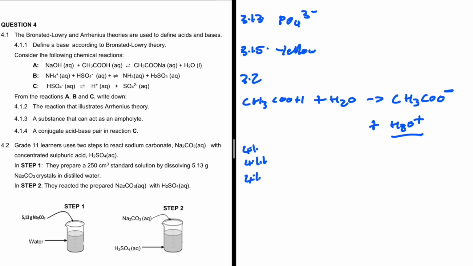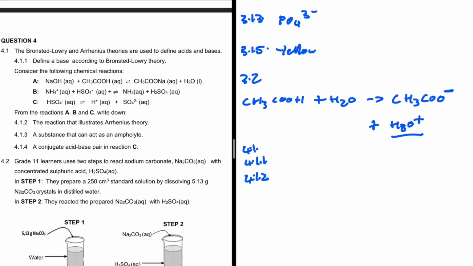Okay. 4.1.2. We're given a couple of reactions here, right? And then the question is asking for the reaction that illustrates Arrhenius theory. Okay, between A, B, and C. So Arrhenius theory says that an acid will produce hydronium ions or hydrogen ions when dissolved in water, right? And then a base will produce hydroxide ions. So we are looking for that. Which equation produces hydronium ions, or which equation produces hydroxide ions?